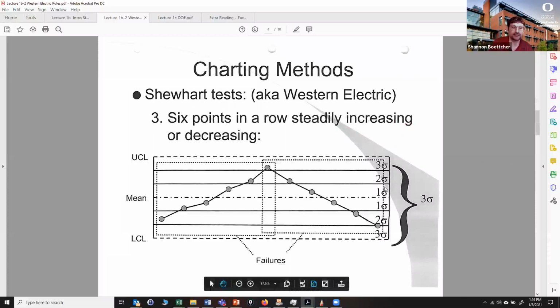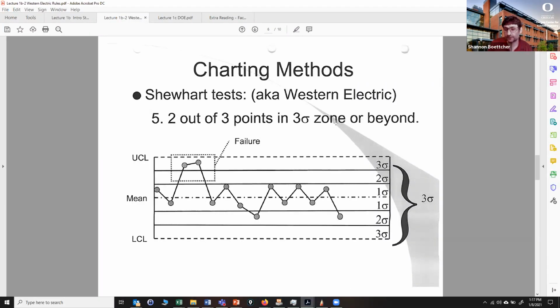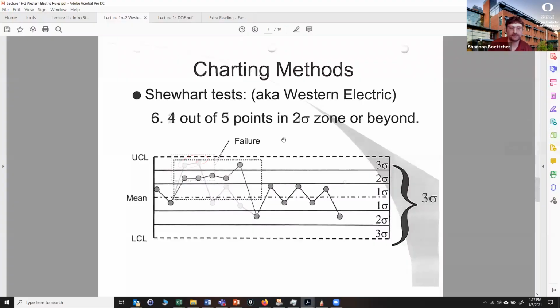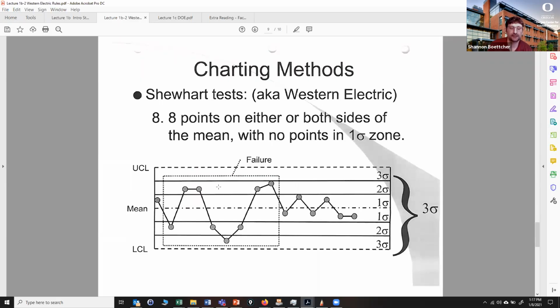If you see things like 6 points in a row steadily increasing or decreasing, that is also rare, with the same sort of probability. If you see 14 points in a row alternating above and below the mean, that means there's something going on in your process that is statistically non-random. If you see 2 out of 3 points in the 3 sigma zone or beyond, so 2 points in a row in 3 sigma is very unlikely. 4 out of 5 points in the 2 sigma zone or beyond, 15 points in the 1 sigma zone either above or below the mean, 8 points on either or both sides with no points in the 1 sigma zone.